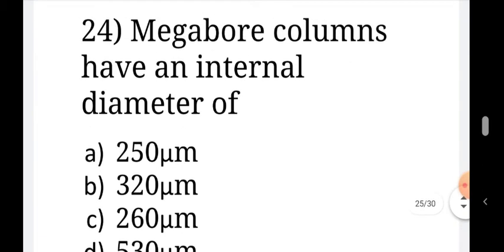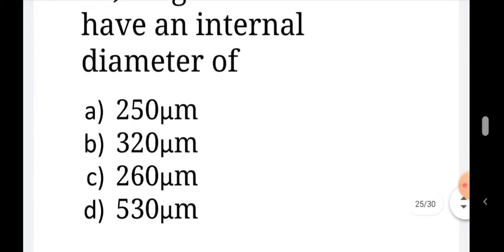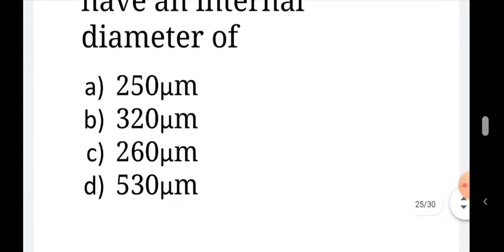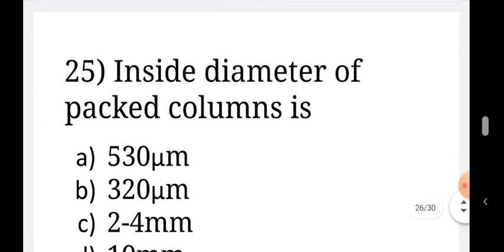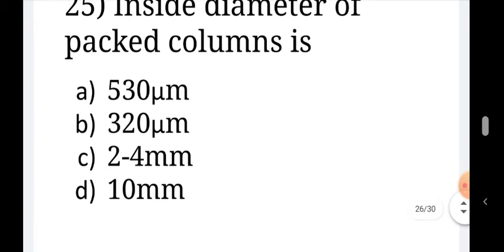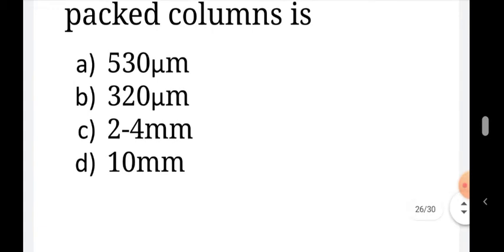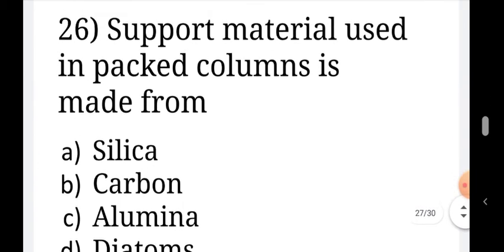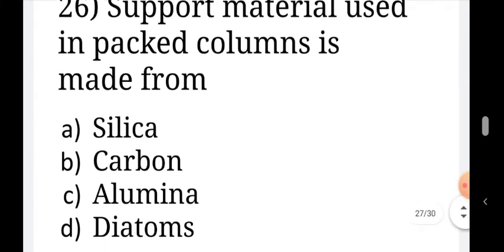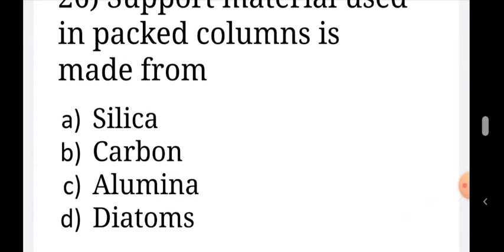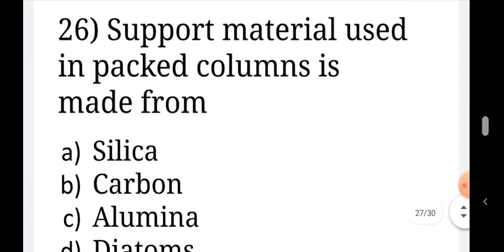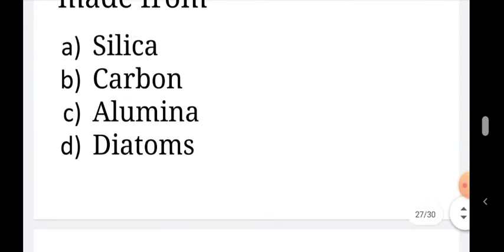Megabore columns have an internal diameter of 250 micrometer, 320 micrometer, 260 micrometer, or 530 micrometer. It is 530 micrometer. Inside diameter of packed column is 530 micrometer, 320 micrometer, 2 to 4 millimeter, or 10 millimeter. Inside diameters usually range from 2 to 4 millimeters. That is C is the answer. Support material used in packed columns is made from silica, carbon, alumina or diatoms. It is the diatoms which are used for making the support material in packed columns.